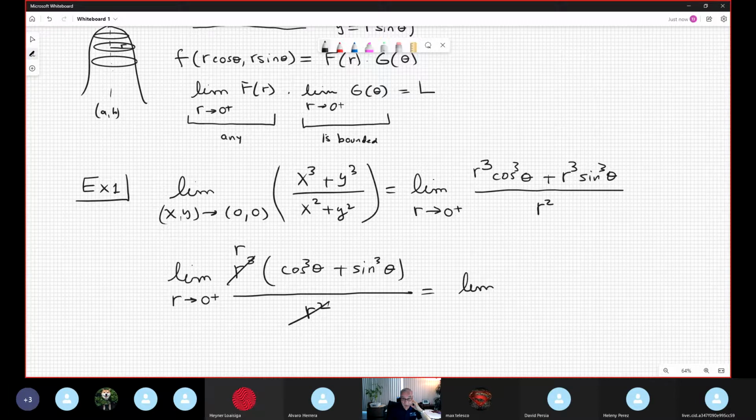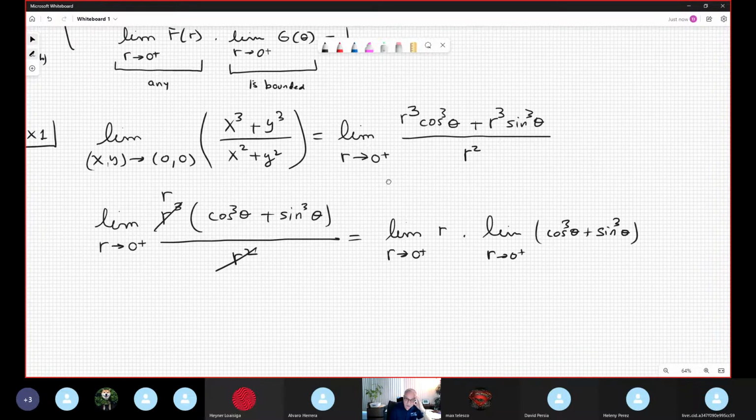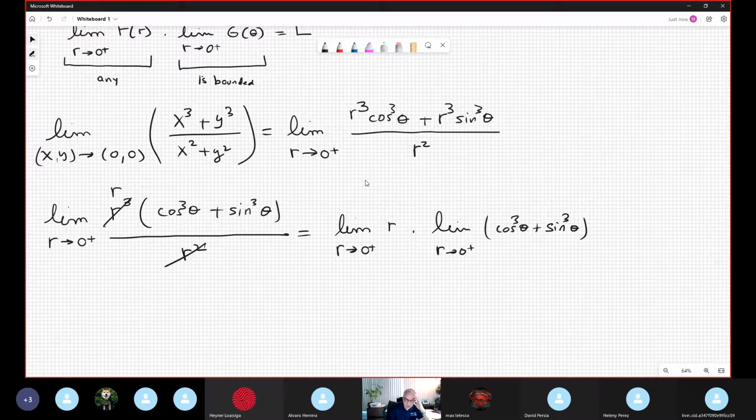The first limit is, as r approaches 0 plus, of the r alone, one r stays alive. Multiplication, another limit, r approaching 0 plus, of the part that does not depend on r. And by the way, it's bounded, because I know very well that sine and cosine are both oscillating functions, varying between -1 and +1. So this is not important.